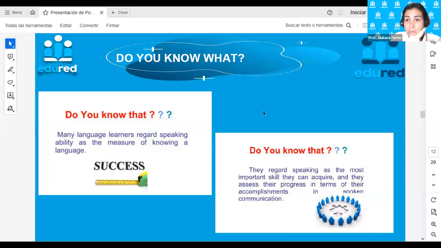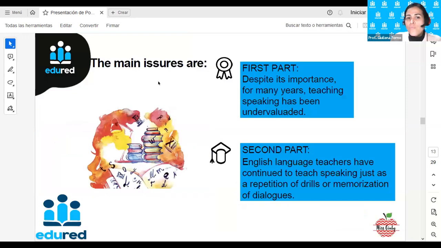So this is important, and we need to celebrate this with them. Yes, you did it. You introduced yourselves. Good. Now, the main issues that we can have teaching speaking.